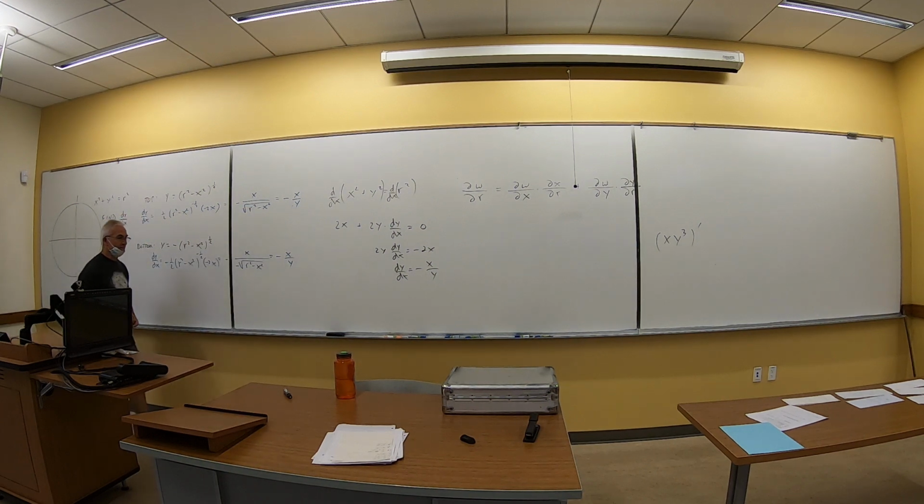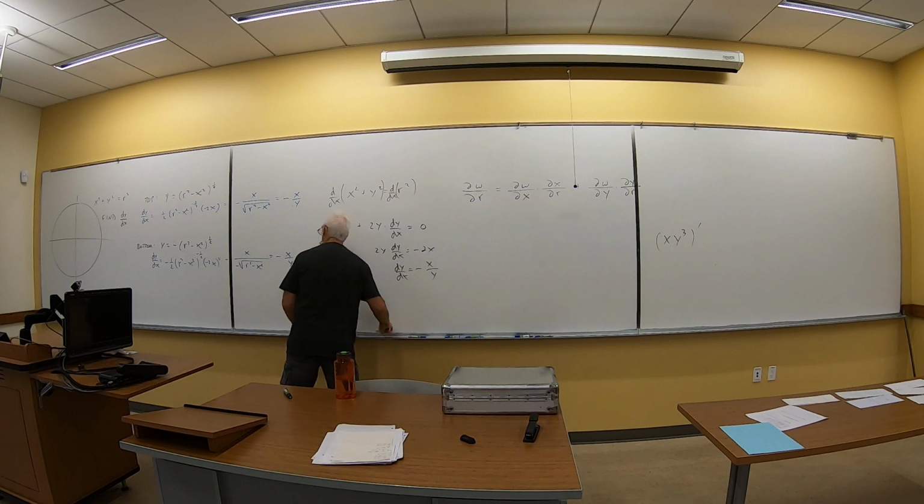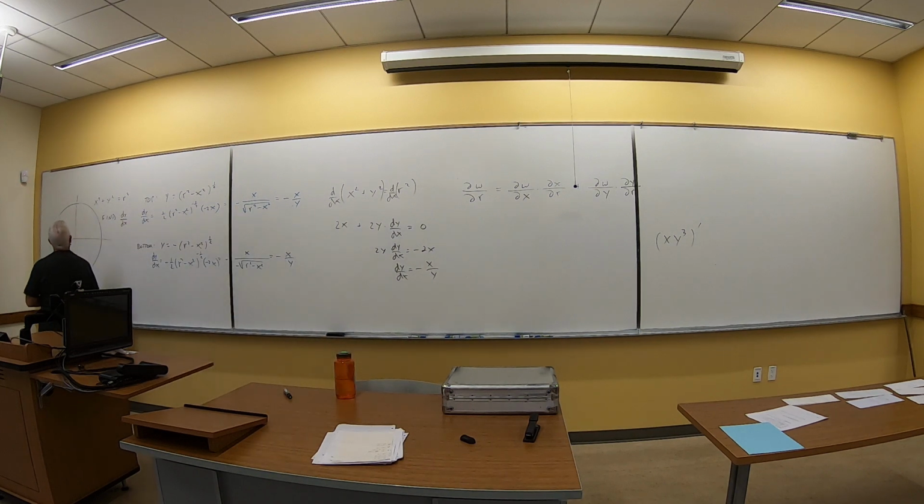Now, there's one more way of doing this that's kind of interesting. There's the geometric. What is the slope of this? Over x. This slope would be y over x. Everybody agree with that?